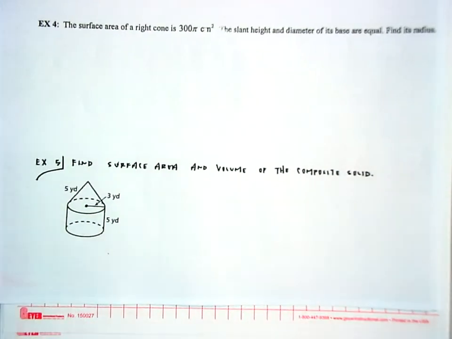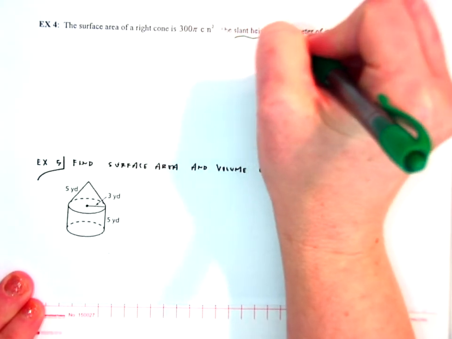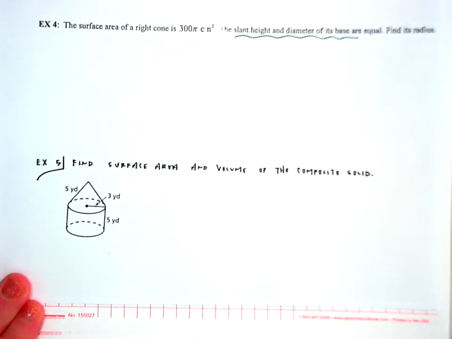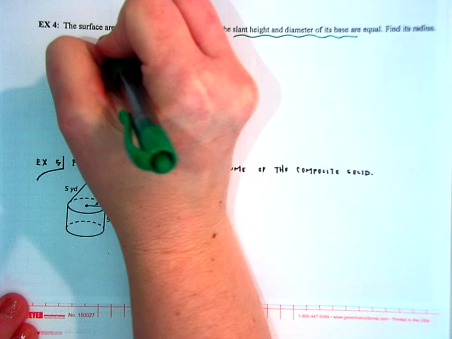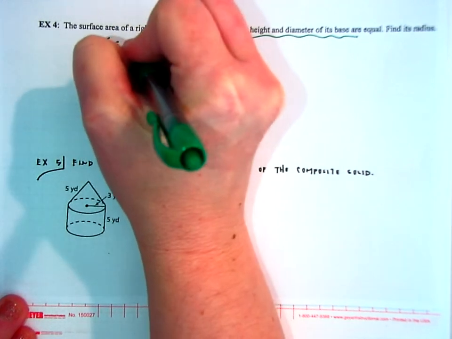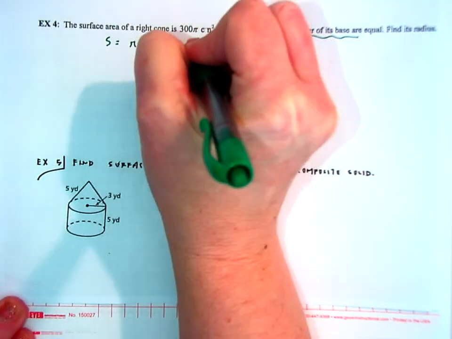Okay, the surface area of a right cone is 300 pi centimeters squared. The slant height and the diameter of its base are equal. We want to find its radius. So slant height and diameter of its base are equal. Find its radius. Okay, so first I'm just going to lay out my formula. I know that surface area is pi r slant height plus pi r squared.